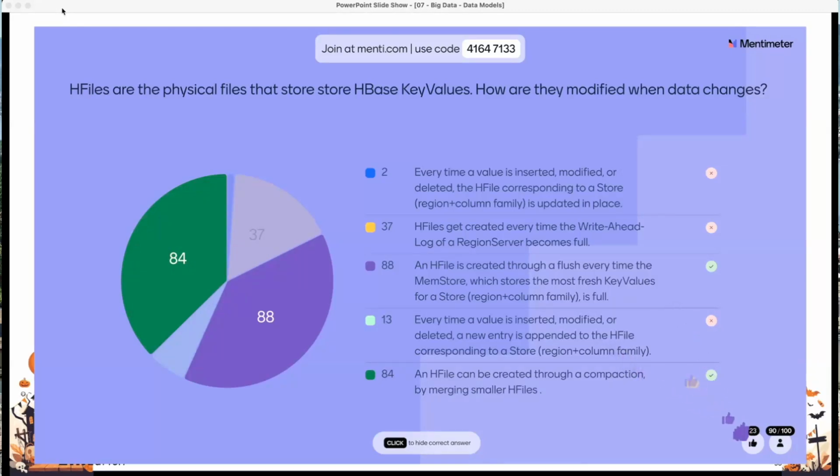Does anybody remember what happens to the HFiles at some point, when they got compacted so much that there's way too much data in the region? What happens then? We split the region, and then the HFiles are going to be split as well, right? Who remembers that? Very good.